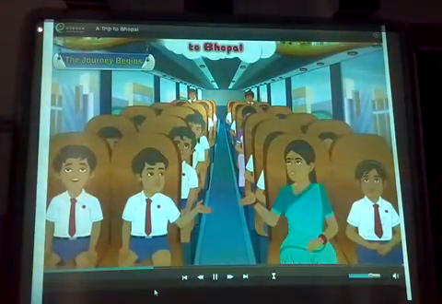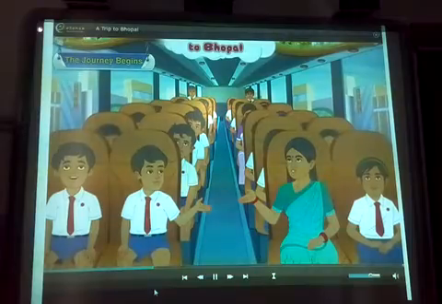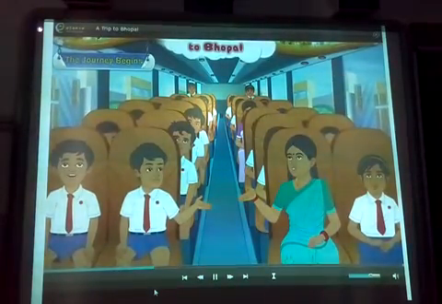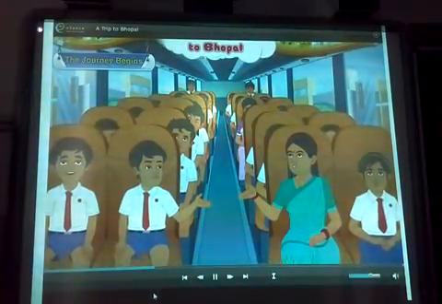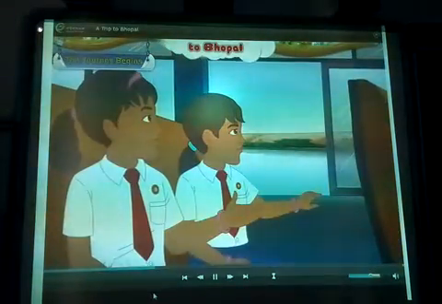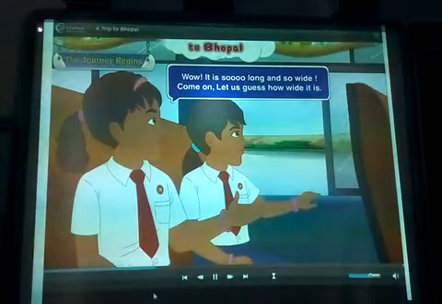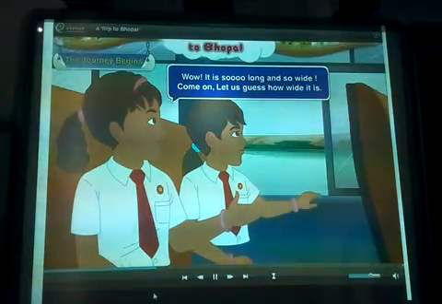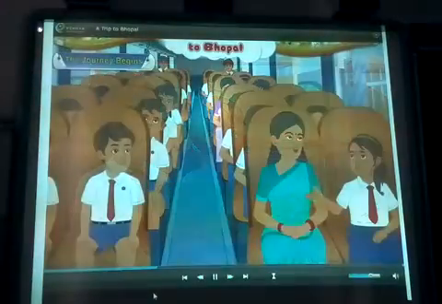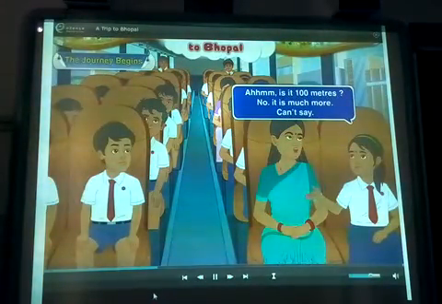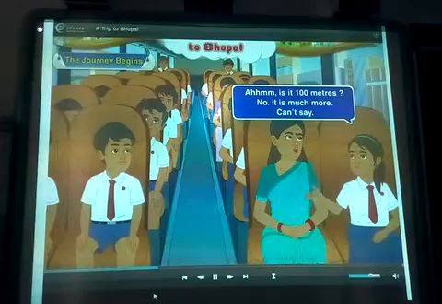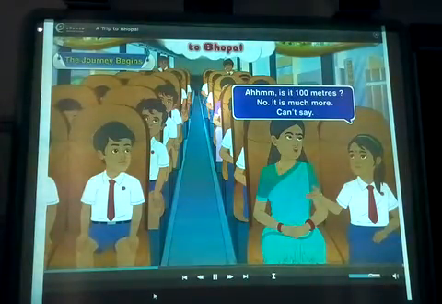As the students were chatting, Bahadur shouts, "Hey, look at the river Narmada." Everyone looks out of the windows. Ruby says, "Wow, it is so long and so wide. Come on, let us guess how wide it is." Gopika says, "Is it 100 meter? No, it is much more. Can't say."